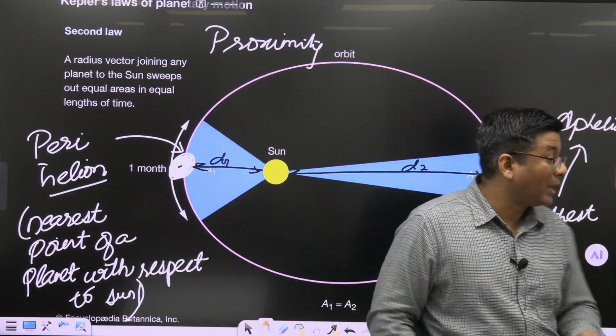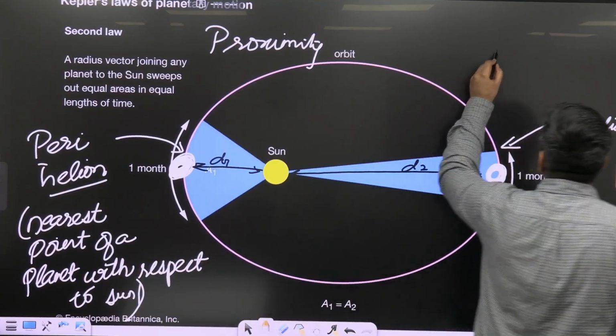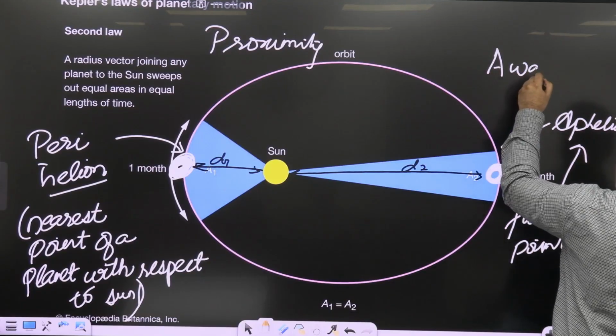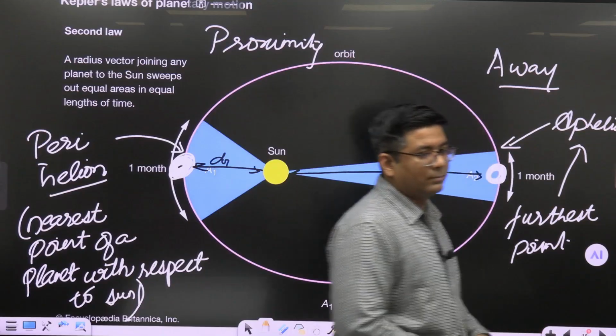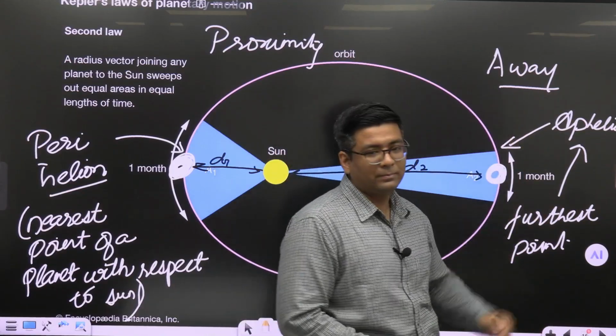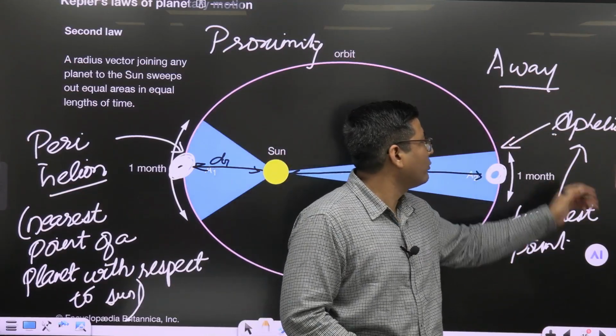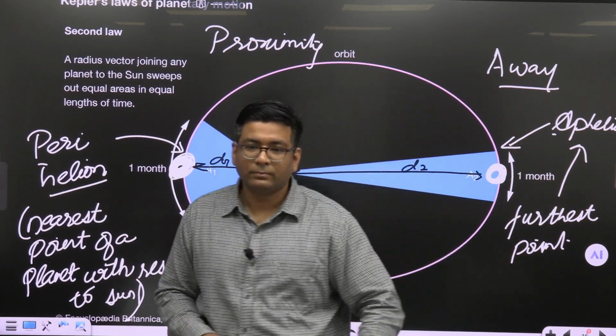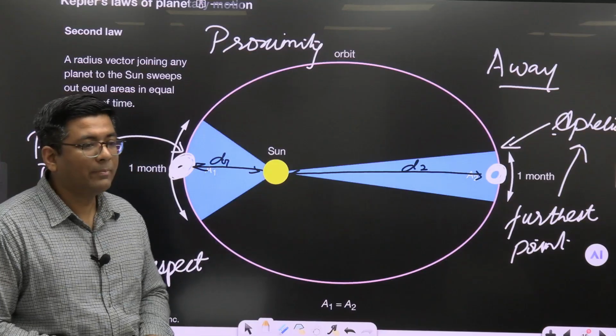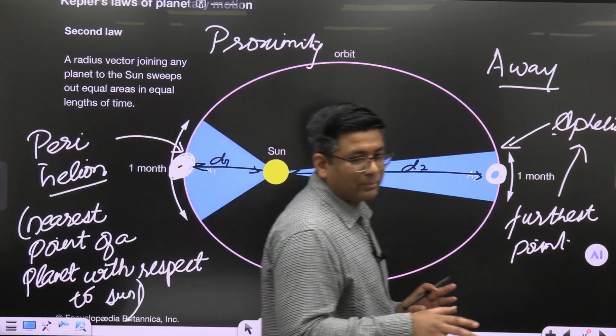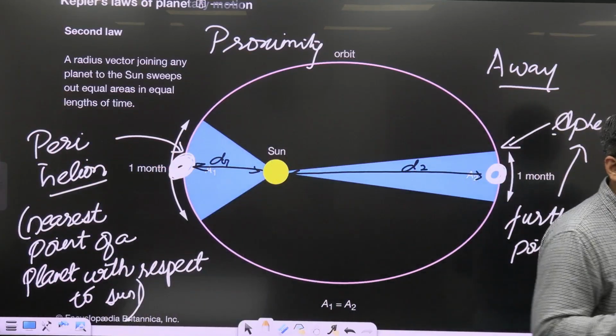Okay, now you have another word, away, starts with A for away, A for aphelion. Okay, so you can remember it that way, so it will never be confusing to you.